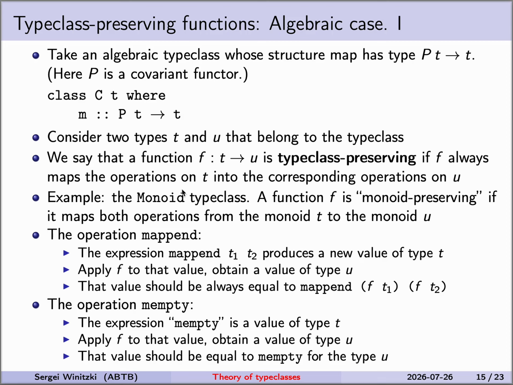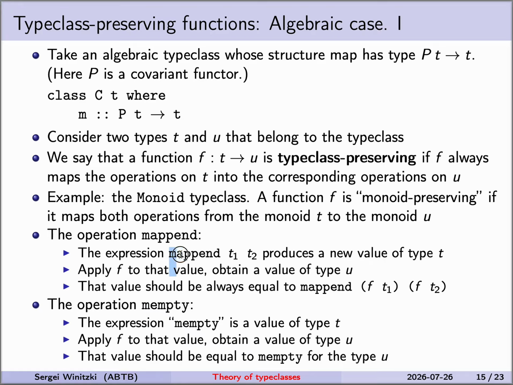Let me make it quite precise what that means, because the function f doesn't map operations, it maps values of type T into values of type U. What does it mean that it maps the operations? Well, it needs to be formulated quite precisely in terms of values. So here's how. Let's take the monoid type class as an example. So what is the monoid preserving function? The monoid has two operations, mappend and mempty.